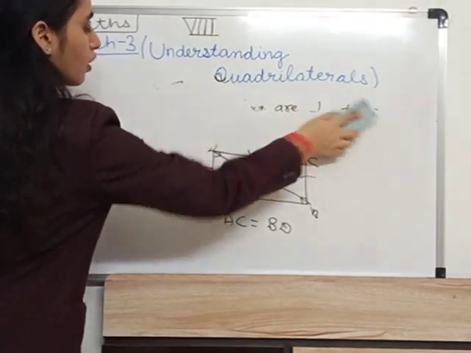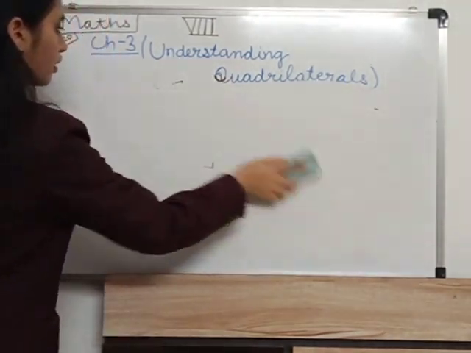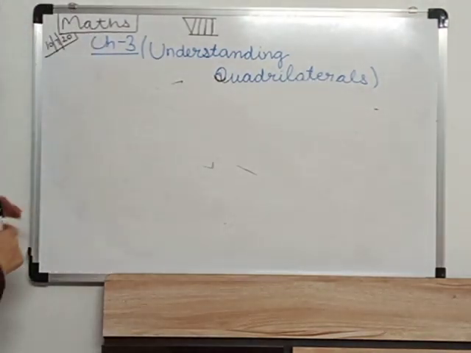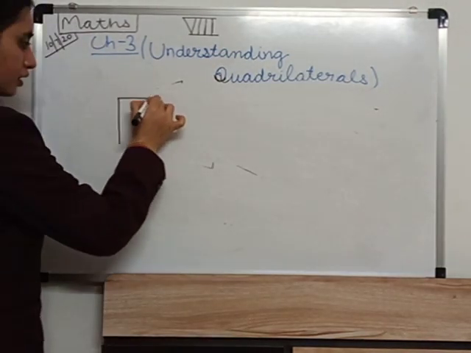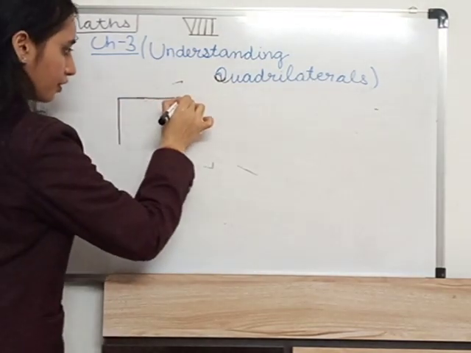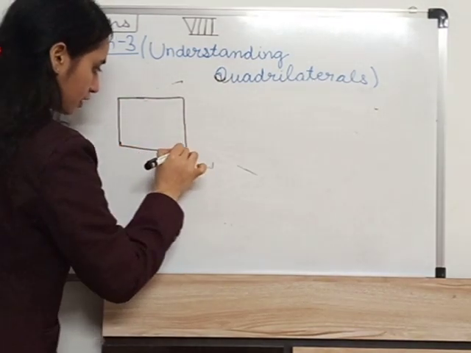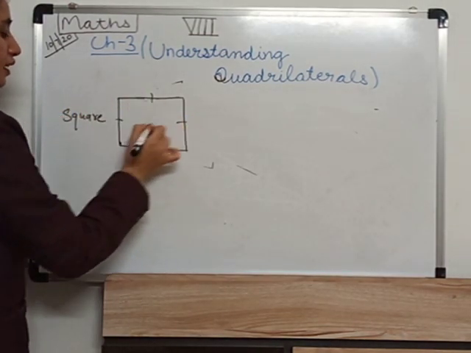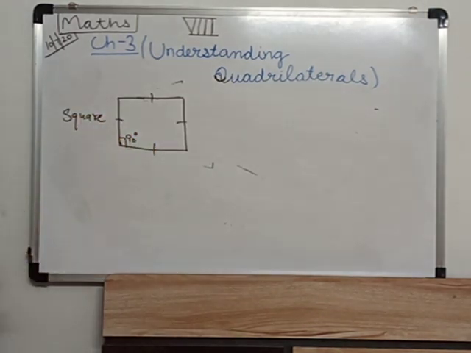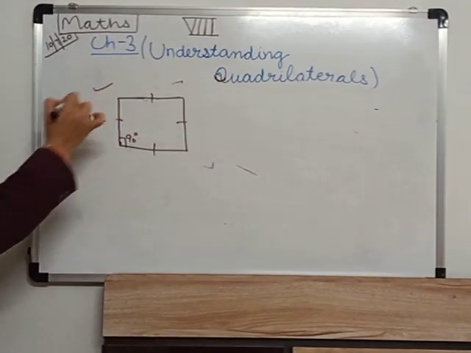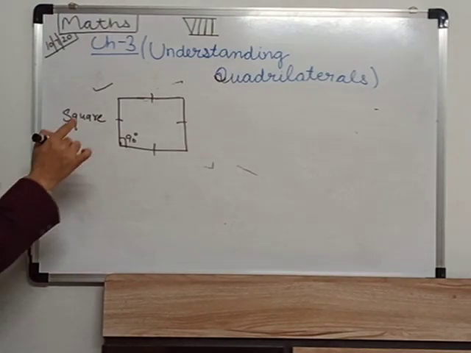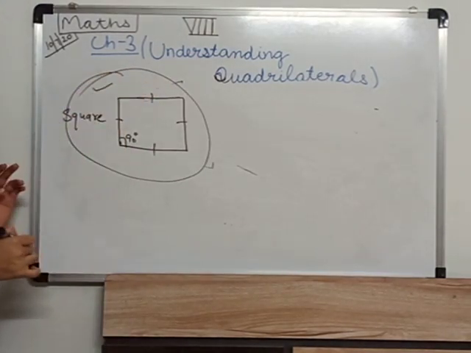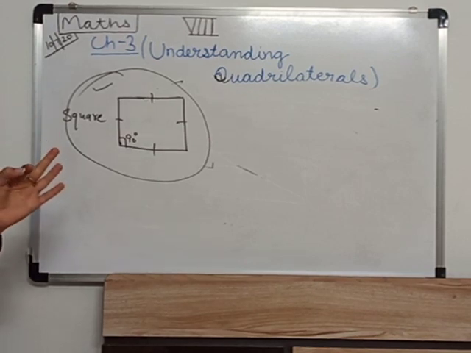Now next is about rhombus, in which all the sides are equal. About square, you all know. This also satisfies all the properties of parallelogram. This is a square in which all the sides are equal and each angle is 90 degrees, means sides are perpendicular to each other.